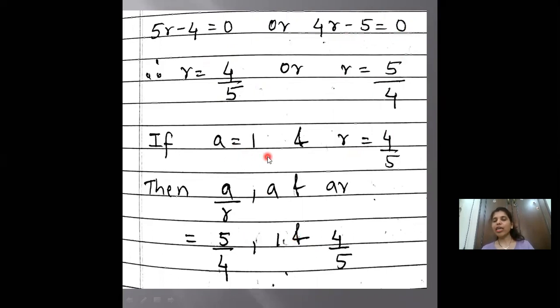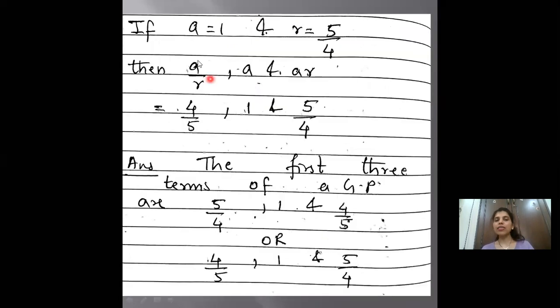So you have to write, if a is equal to 1 and r is equal to 4 upon 5, the three terms will be 5 upon 4, 1, 4 upon 5. If a is equal to 1 and r is equal to 5 upon 4, then you will get three terms as 4 upon 5, 1, 5 upon 4. The reason is you're taking the reciprocal, okay? So that is how you have figured the three terms as 5 upon 4, 1, 4 upon 5, or 4 upon 5, 1 and 5 upon 4. So this is how you'll write the final answer. I hope till here it's clear.